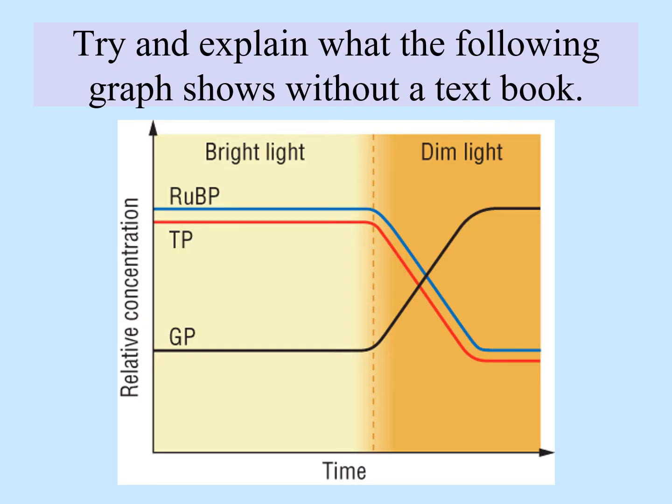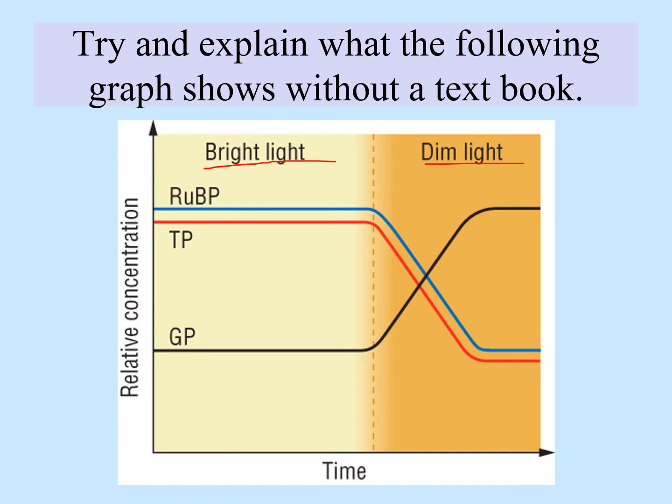So you might get a graph that looks like this. Now this is a higher level graph, but I think it's quite a nice question. So when you get a graph about RuBP, triose phosphate or glycerate 3-phosphate, you've got to think about the Calvin cycle. So if you look at this graph, it shows you the concentration of these in bright light and in dim light. So if you remember, the Calvin cycle doesn't work for very long in dim light because the ATP supply will run out, and that's what this is sort of showing you.